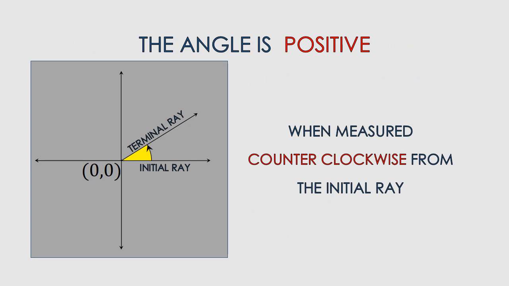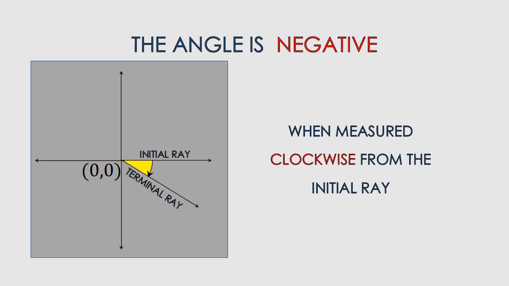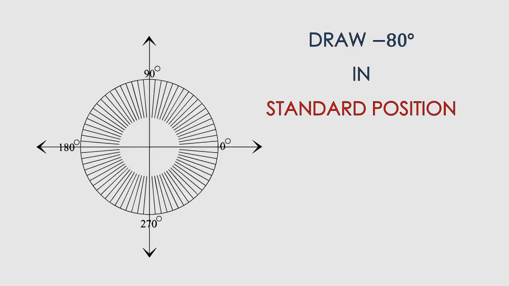The angle is positive when measured counterclockwise from the initial ray and negative when measured clockwise from the initial ray. Now let's try representing minus 80 degrees in standard position on the scaled graph towards your left.